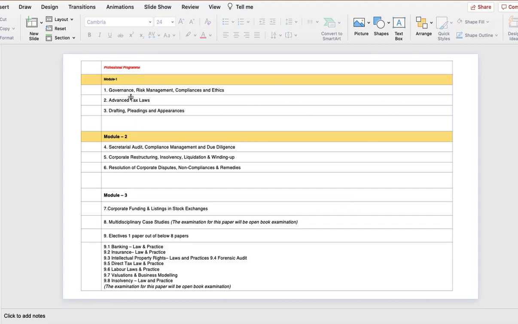Just look at this. Module 1 we have got governance, risk management, compliance, that is almost like company law. Then advanced tax laws, that is practical. Drafting and pleading and appearances. These 3 papers all are descriptive only, no objective. Then module 2 we have got secretarial audit, corporate restructuring and resolution of corporate disputes, etc. That is also completely descriptive only.